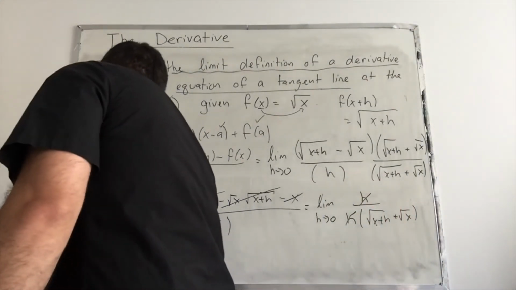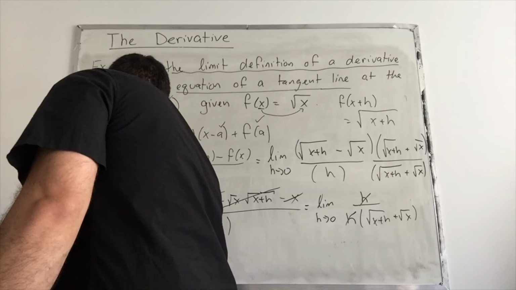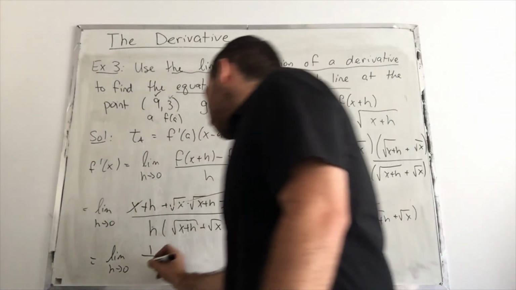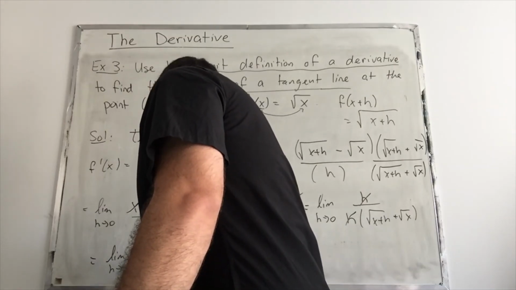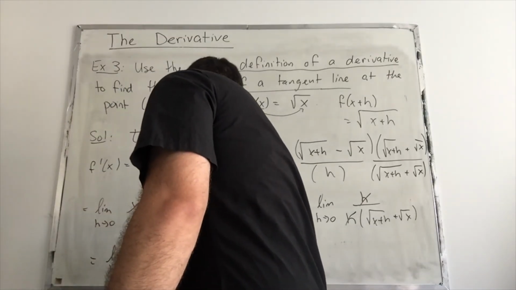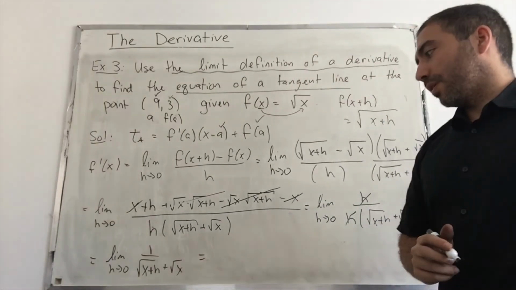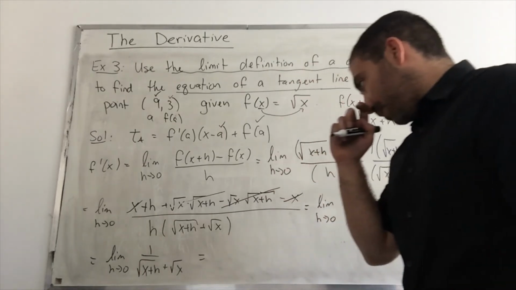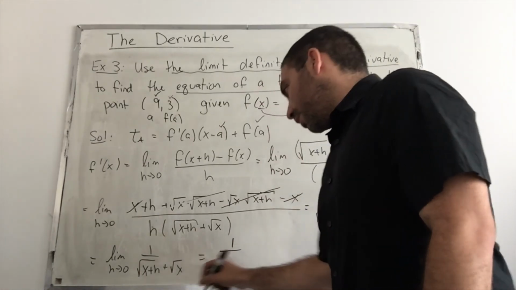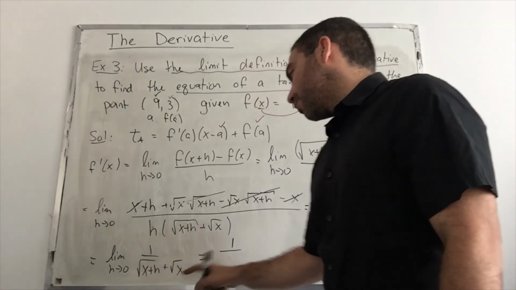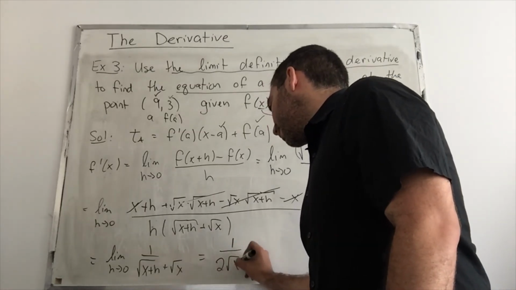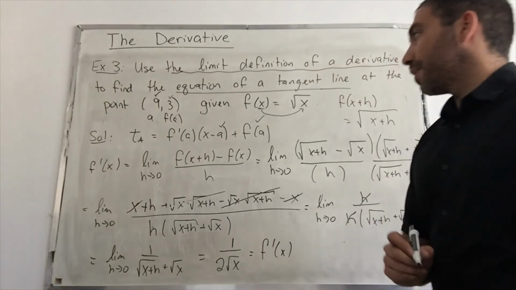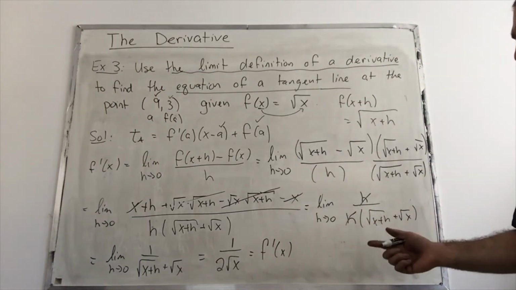Okay. And now we have the number 1 on top, so we won't get an indeterminate form. And on the bottom we have square root of x plus h plus square root of x. Okay. This gives us 1 over, if we replace the h with 0, we have square root of x plus square root of x, so we get 2 square root of x. Okay. And this is the derivative. This is f prime of x. Great. So we found f prime of x.